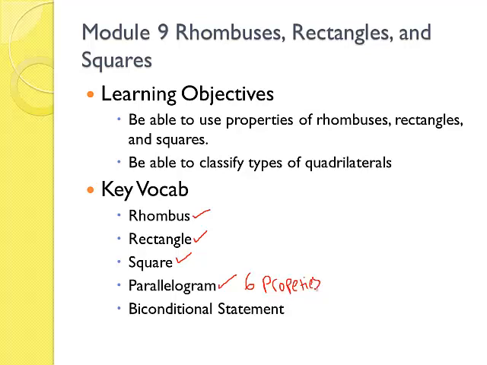Just in case you don't have them handy, I'll say them here. We have both pairs of opposite sides are parallel, both pairs of opposite sides are congruent, opposite angles are congruent, consecutive angles are supplementary, one pair of opposite sides is congruent and parallel, diagonals bisect each other. Biconditional statements, just because we're going to be using biconditional statements within some of the theorems that we're doing.